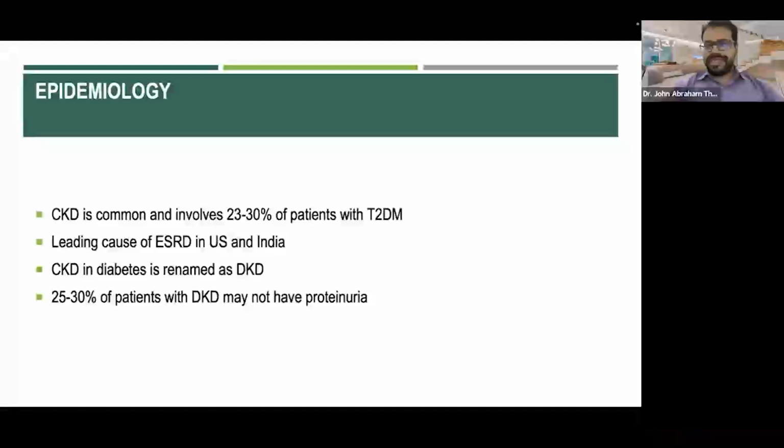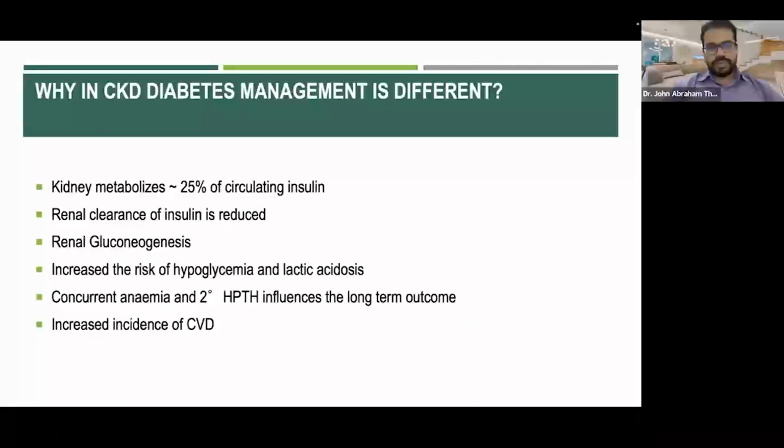Epidemiology: CKD is common and it involves about 20 to 30% of the patients with diabetes. In fact, CKD in diabetes itself is renamed as DKD, diabetic kidney disease. So as you know, it is very important that we manage the CKD in diabetes. The leading cause of end-stage renal disease in the United States as well as in India is diabetic kidney disease, and 25 to 30% of the patients with DKD may not have proteinuria.